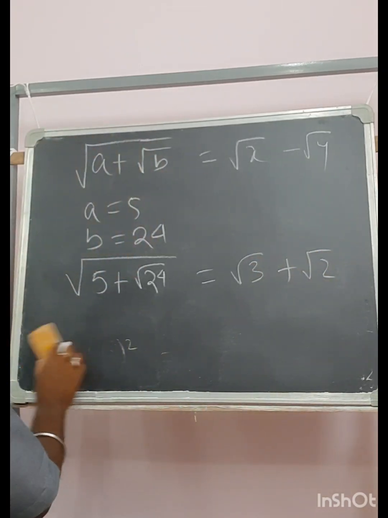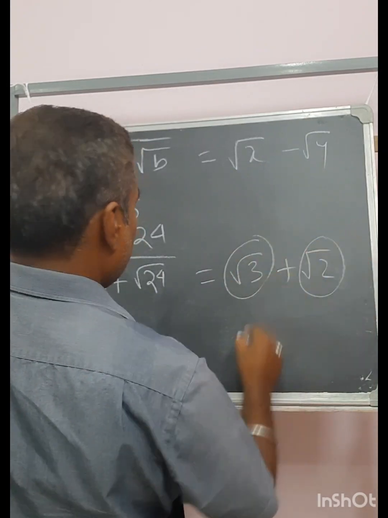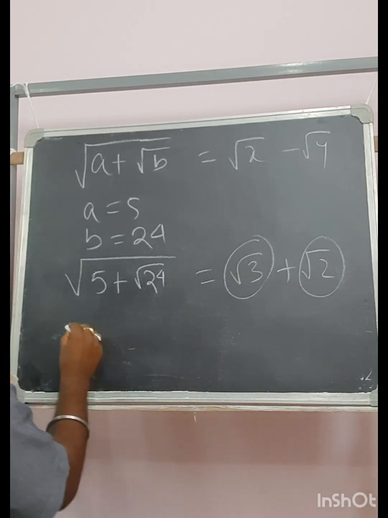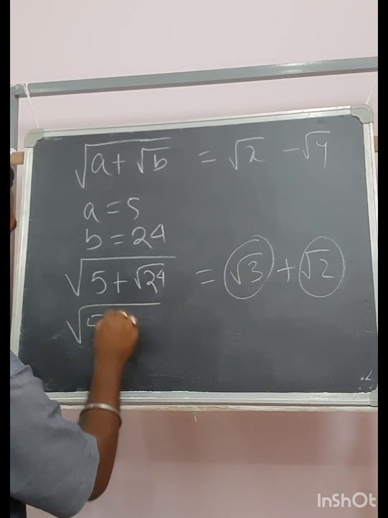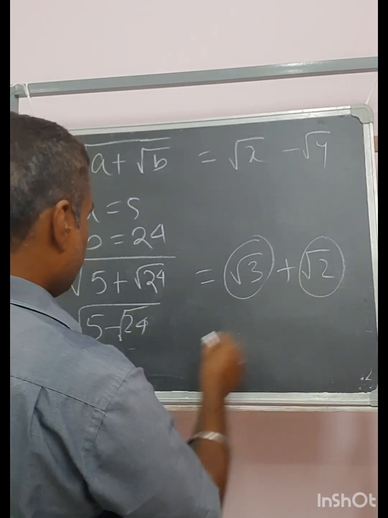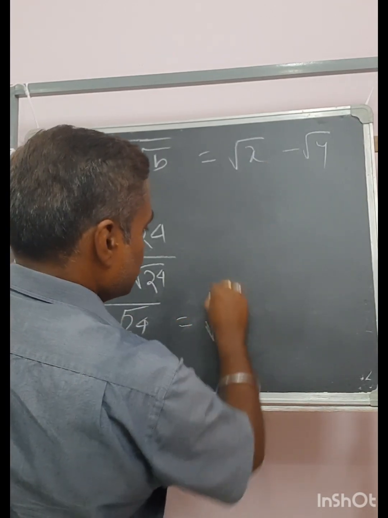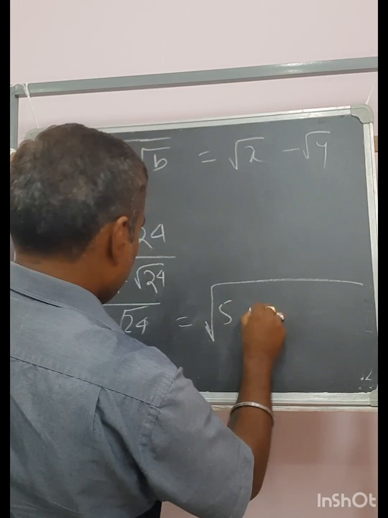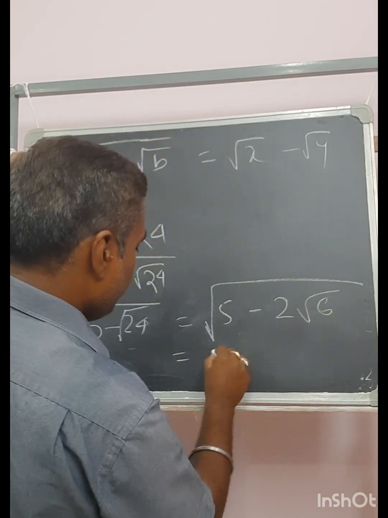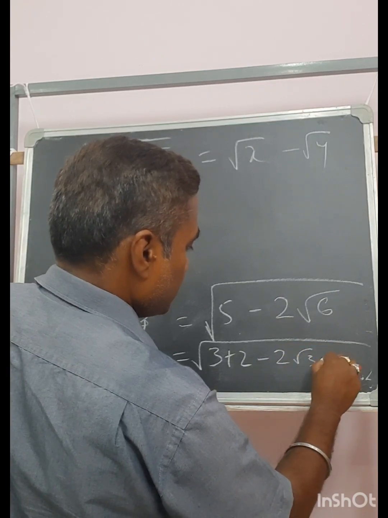Okay, now this is in the form of root x plus root y. So this is root x, this is root y. So this is for 5 plus root 24. Let's check whether 5 minus square root of 24 can be represented with a negative sign. So let's do it again. In the same way, 5 minus 2 root 6. So 5 becomes 3 plus 2, and the rest is 2 root 3 root 2.